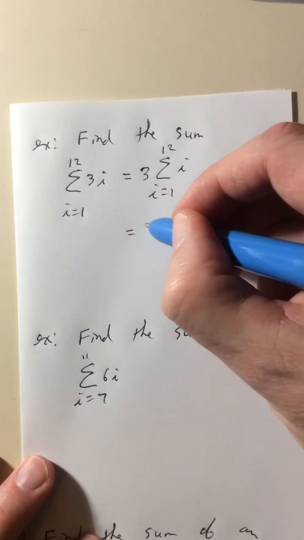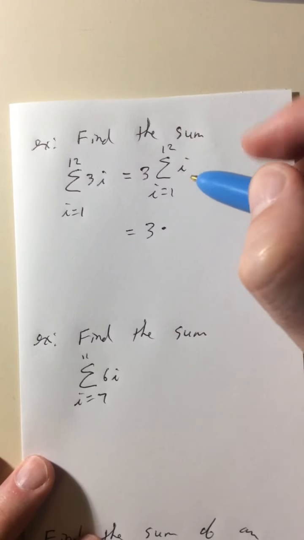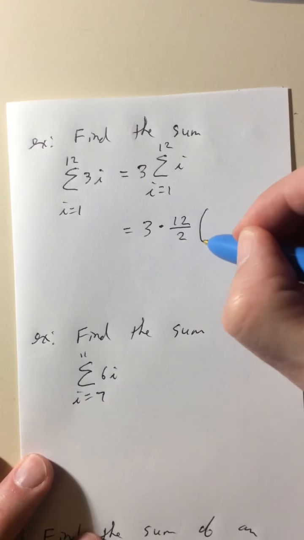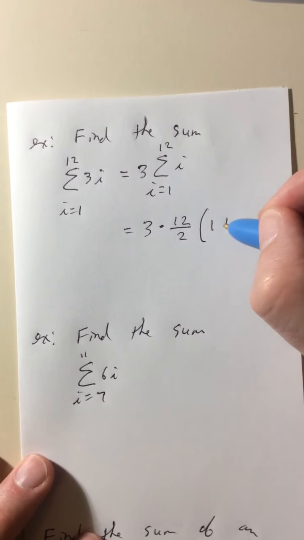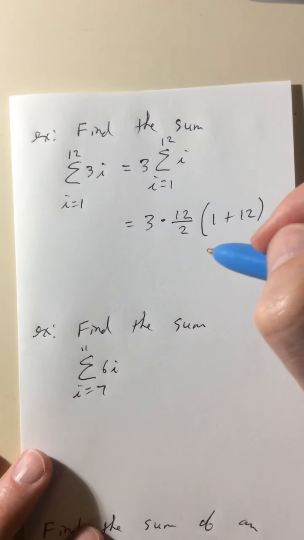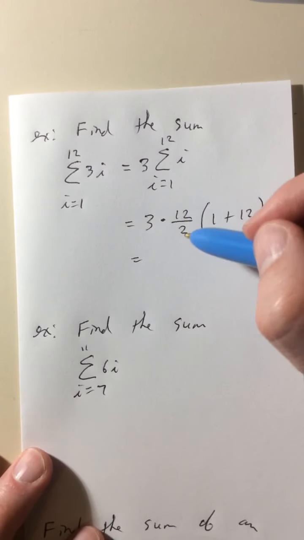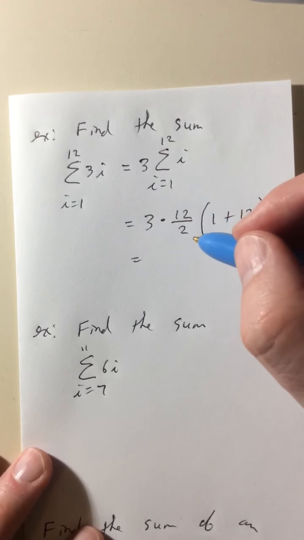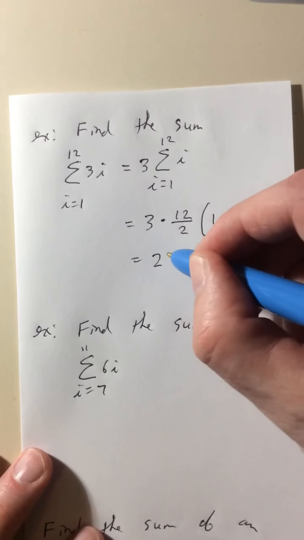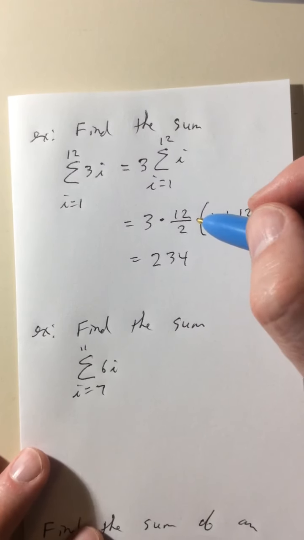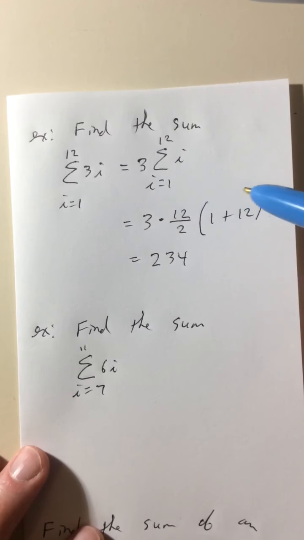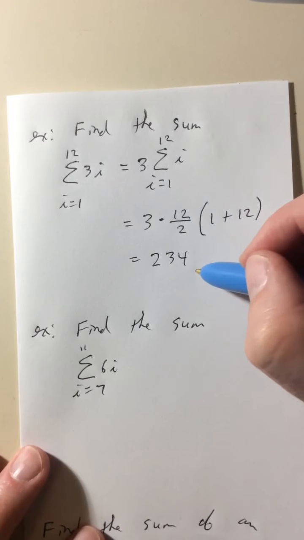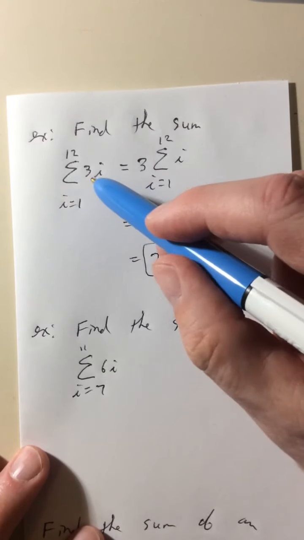And so then we're just going to be able to do 3 times n over 2, so in this case 12 over 2, times the first term, which is 1, and the last term, which is 12, and so 12 over 2 is 6, times 13 is 78, times 3 is 234. Yeah, 234. Again, just plug in the numbers into the formula, right? N over 2, A1 plus A sub n. And then we multiply it by that 3 that we factored out right there.